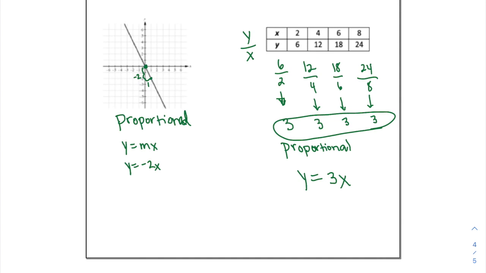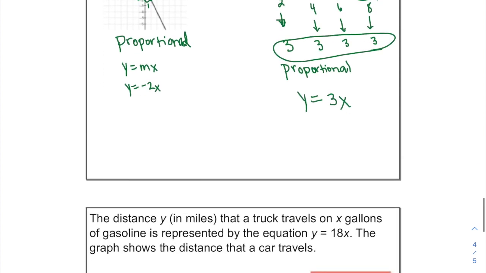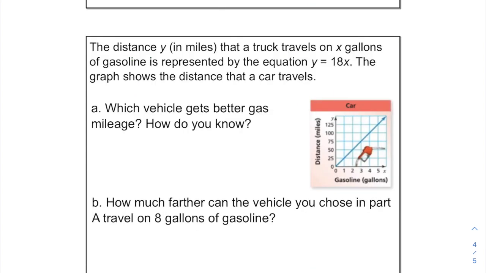All right, so most of those relationships were proportional. All right, let's try a word problem. This will be a challenge, but let's give it a go. So we're going to try out this word problem. Let's do our first step and just read it first.